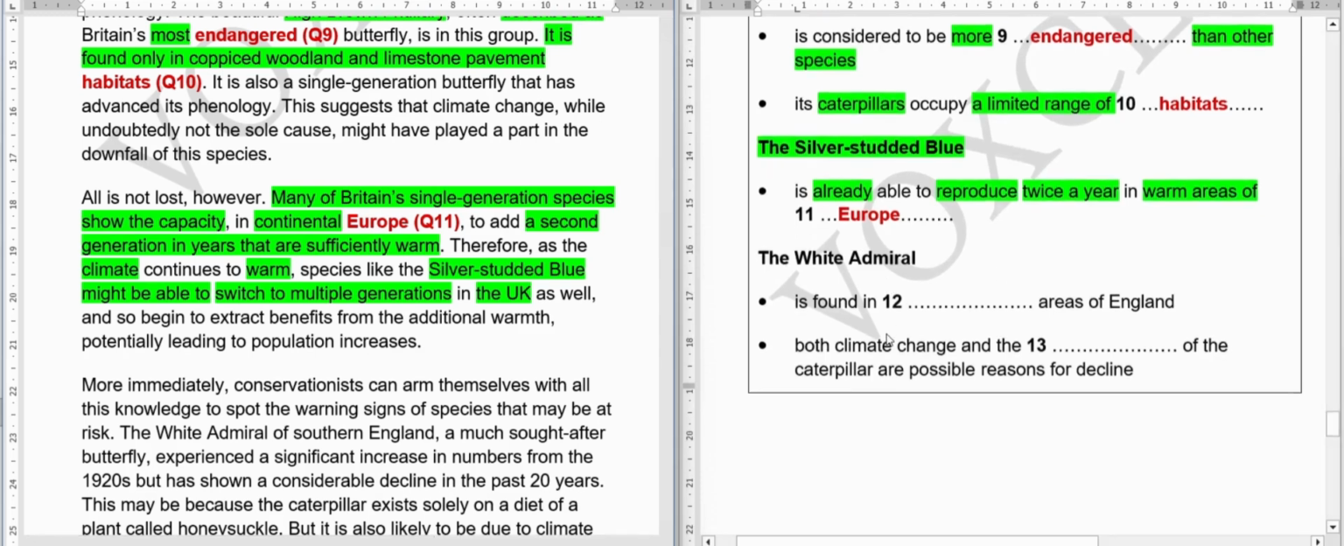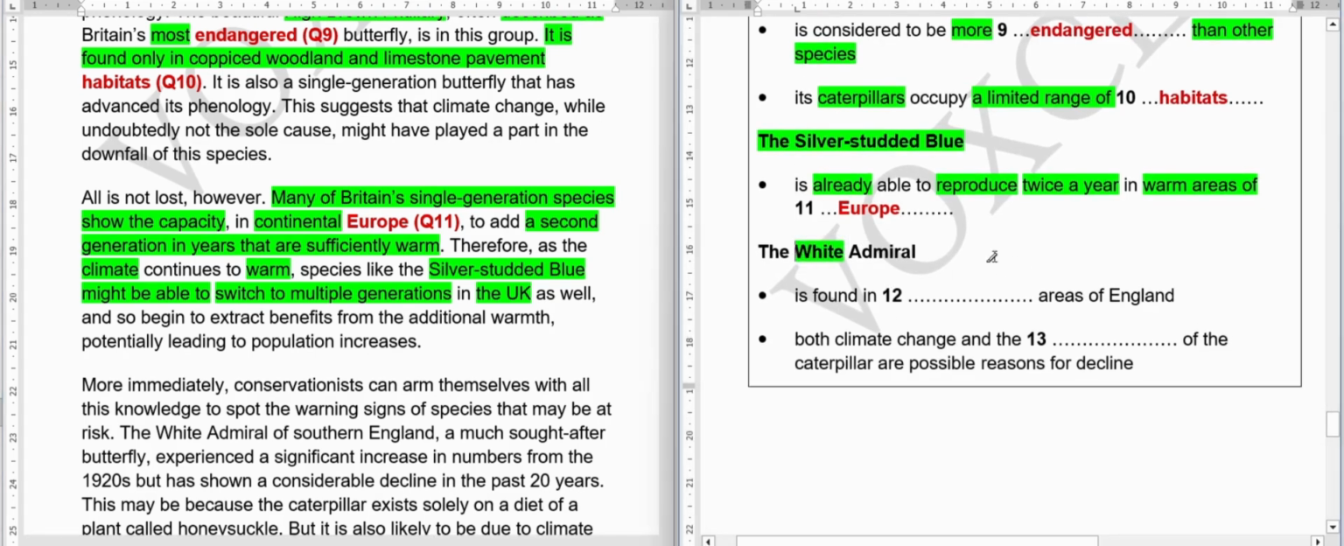Moving on to the last butterfly, the white admiral is found in dash areas of England. Again, is found in something areas of England. So we have to find what kind of areas in England these butterflies are found.